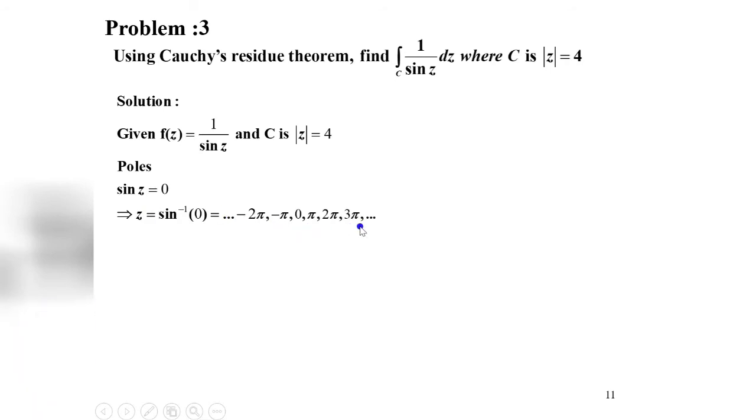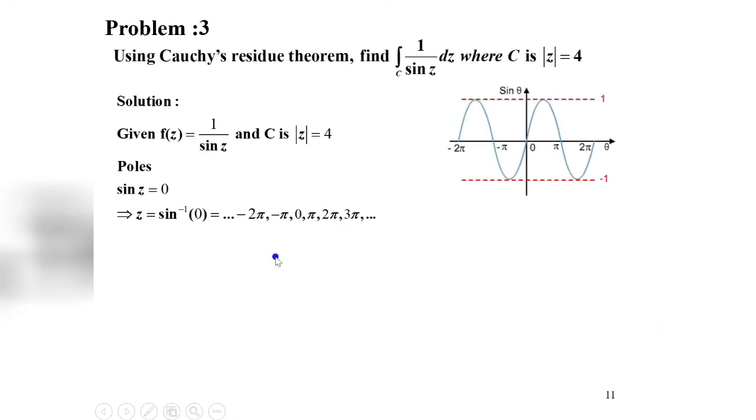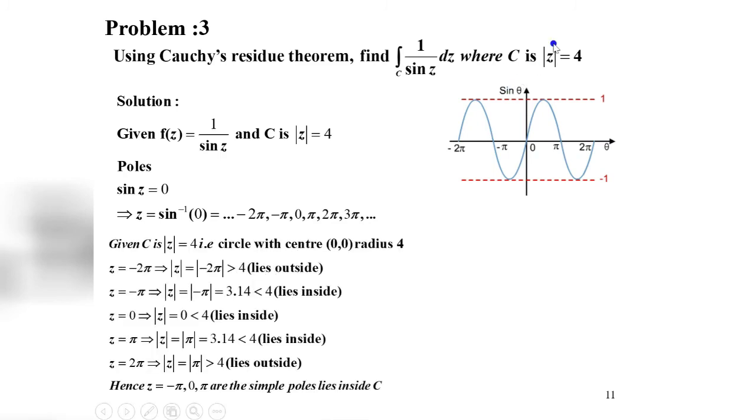There are many points. So next, we have to find which poles lie inside the given region, that is modulus of z equal to 4. If we take randomly z as minus 2 pi, taking modulus on both sides, modulus of minus 2 pi becomes 2 pi, that is approximately 6.28, which is greater than 4. So it lies outside the given region.